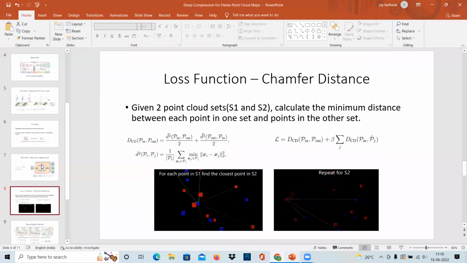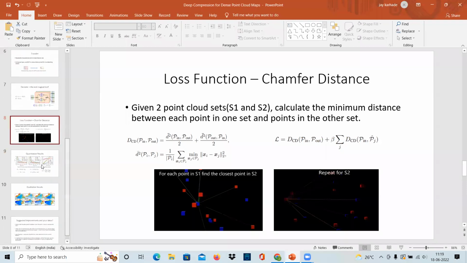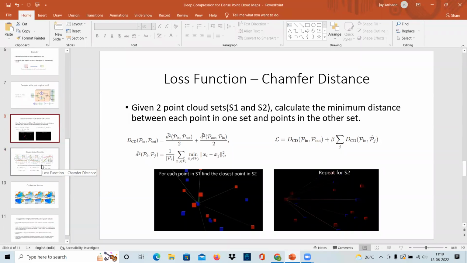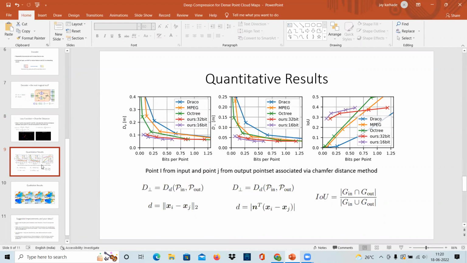And anyway, so this is the loss function, and then they just train it end to end. And so the results that we get are quite good.